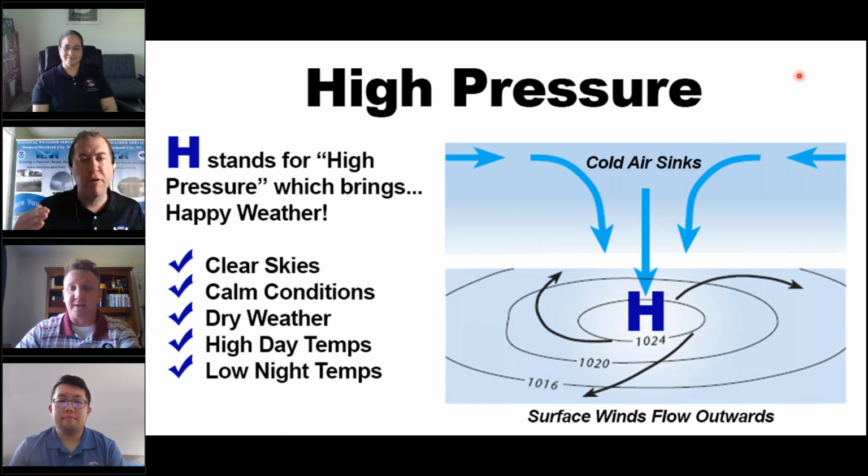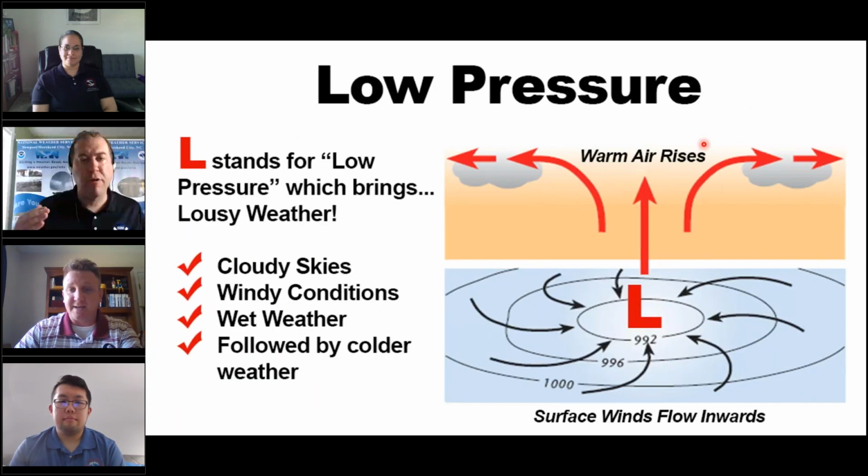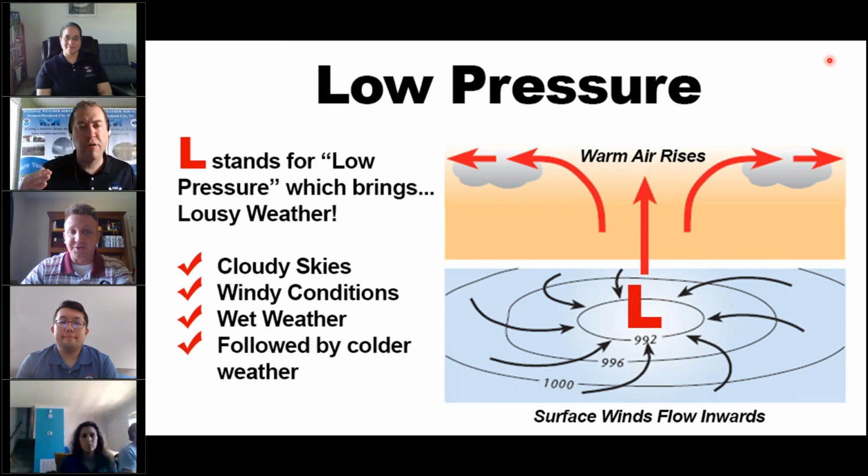If you take a look at the low pressure system, it's the exact opposite. The red L on the weather map stands for low pressure, which brings lousy weather. Traditionally, low pressure systems at the surface are associated with cloudy skies, windier conditions, wet weather, and then eventually colder weather. So we see all the wind blowing in towards the center of that low pressure system. And all that air blowing in towards it has to go somewhere. It runs into each other and then it starts rising up into the atmosphere. And that's how you get your cloudy conditions and your wet weather as that warm air starts to rise and move up through the atmosphere.